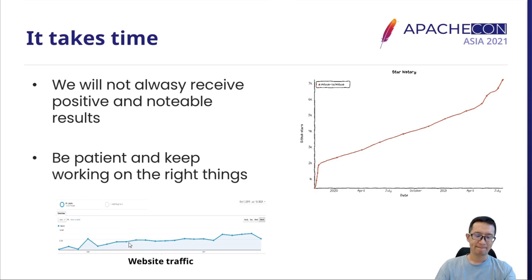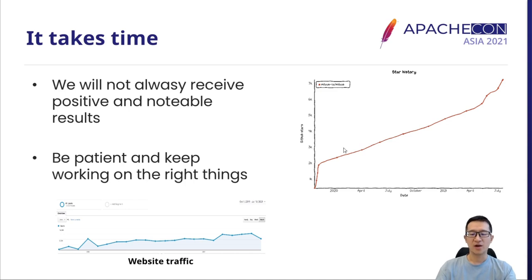Some events on social media can certainly help attract a lot of traffic in a very small period of time. But in the long term, it's all about how you invest your time and effort in community building. This is a long run.